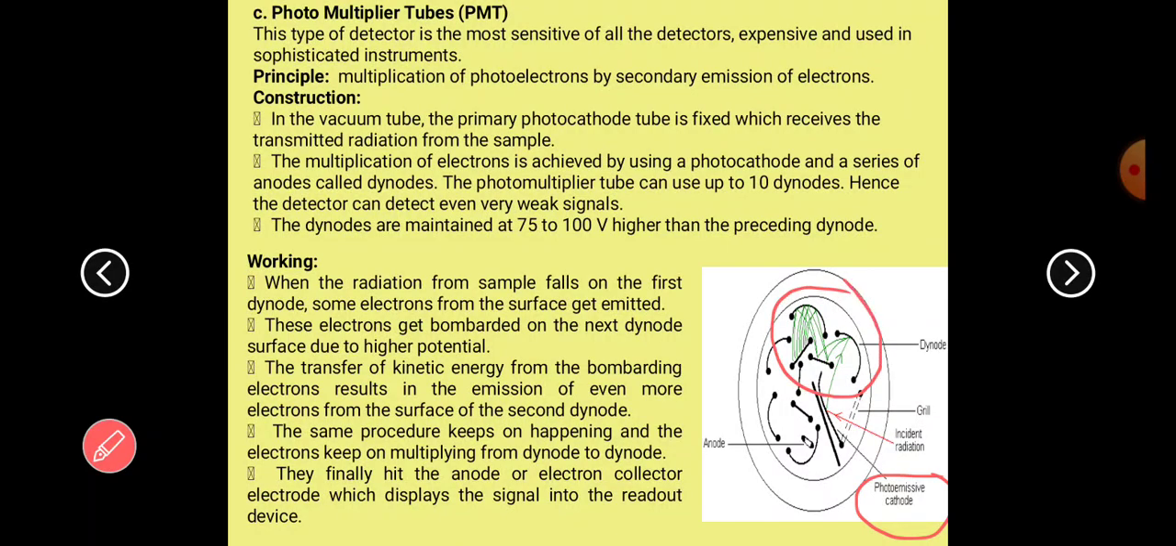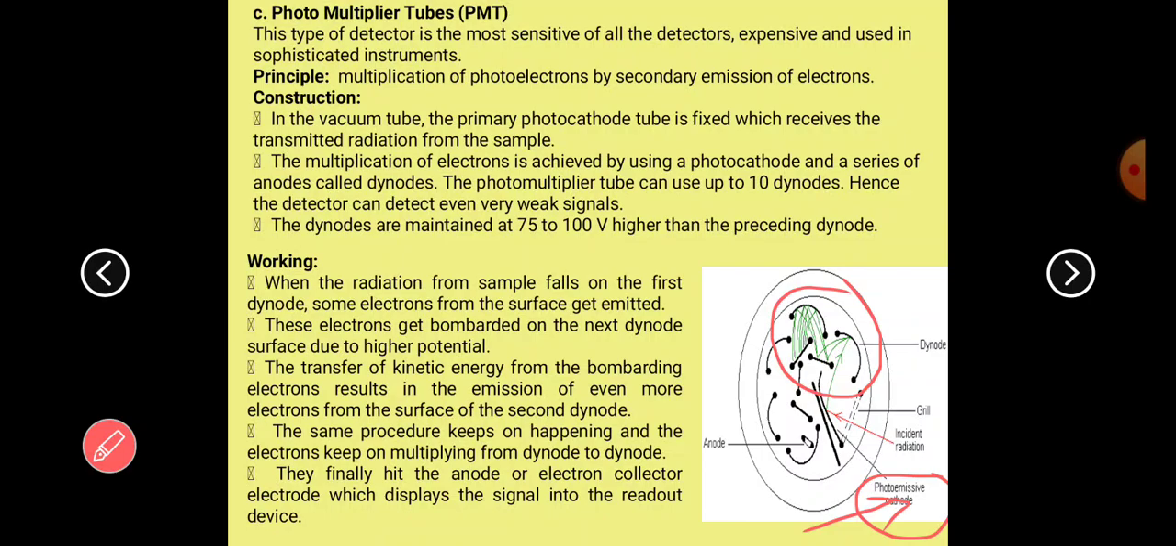The photomultiplier tube can use up to 10 dynodes. Hence, even 200 times weaker signals can be detected. The dynodes are maintained at 75 to 100 volts higher than the preceding dynode. Coming to the working of the photomultiplier tube. When the radiation from the sample falls on the cathode, it will emit electrons onto the dynode. Some electrons from the surface of the dynode get emitted.